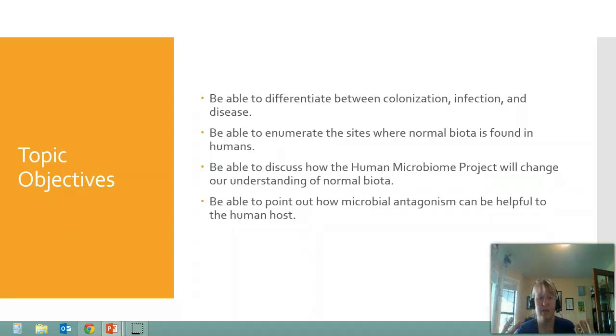Here are our topic objectives for this topic. As you can see, there's only 4, so yay for that. But make sure you understand these and make sure that you get any questions you have about it answered, either through email or come see me in my office hours or class. Just let me know so we can work through these together, because I really want to make sure you guys get these objectives down.